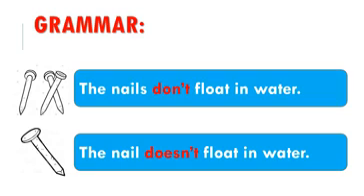Okay, very good. Remember, kids, if it's only one, it is singular. We're going to use doesn't, or it means does not. If it's two or more, we're going to use don't or do not.